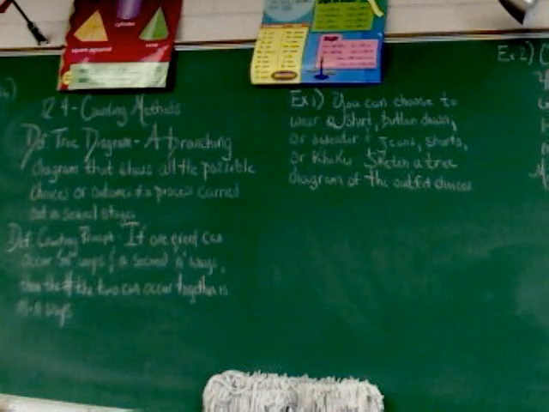You can choose to wear a shirt, button down, or sweater, and jeans, shorts, or khakis. Sketch a tree diagram of the outfit choices.